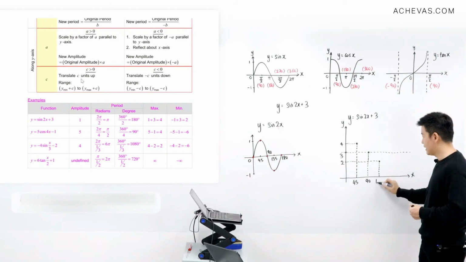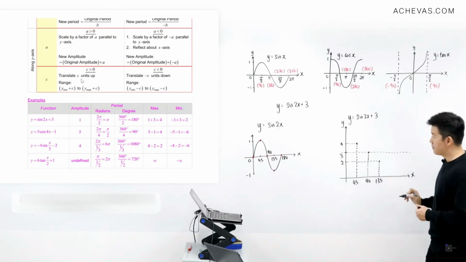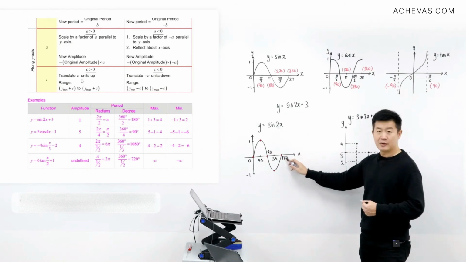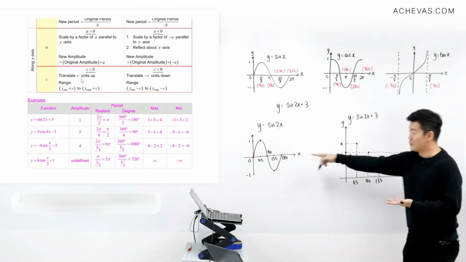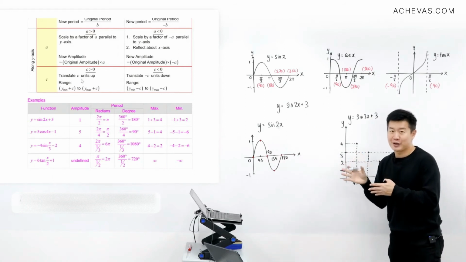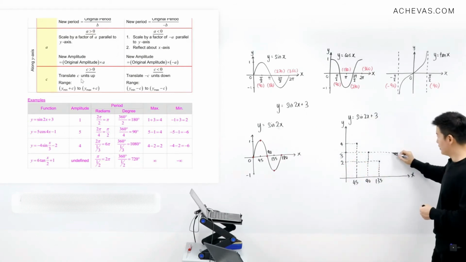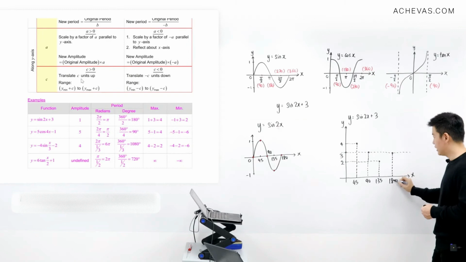So this happens at 1, 3, 5. And the final point is going to be this 180. So it's going to be 180, 0. 180, 0 is here, so it's going to become 180, 3. So it's going to be a point that is, let's say, here. Okay, so we have 180.